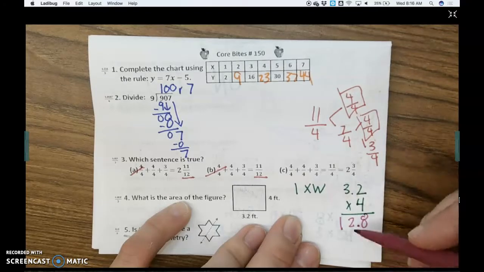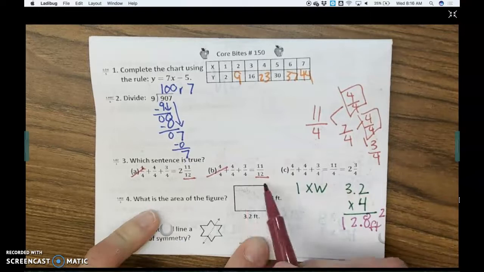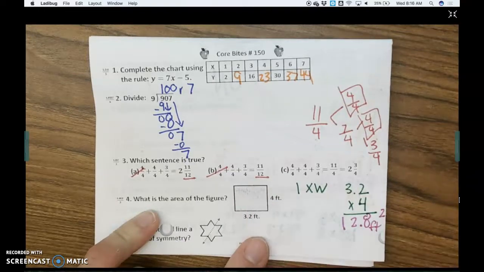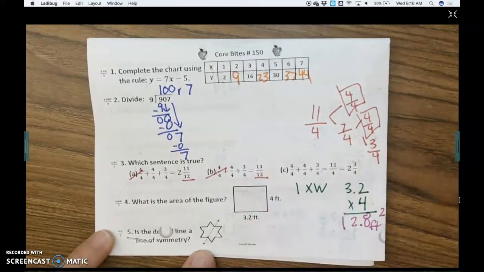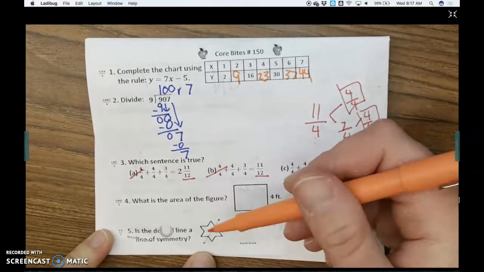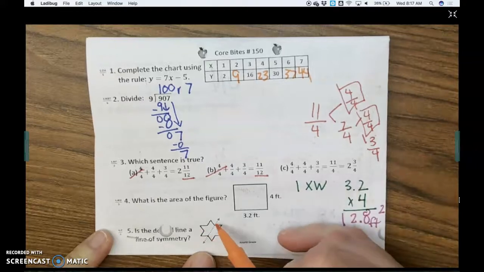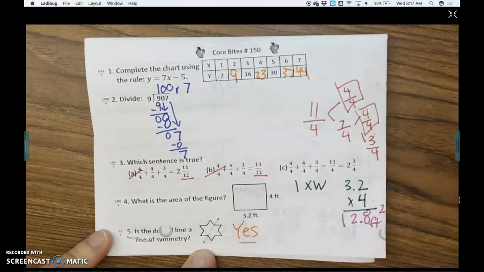So you would have 12 8/10, but you'd also have feet squared because feet is your unit, but because you're doing the area, which takes up the whole thing there, the whole middle part of it, you have to square it because of how many feet you'd actually have to use if you're trying to fill that space. Okay? And then for number 5, it says, is the dotted line a line of symmetry? Okay? So they're saying if we fold this star based on where it is, is it going to be equal on all the sides? And for this particular shape, the answer is yes.